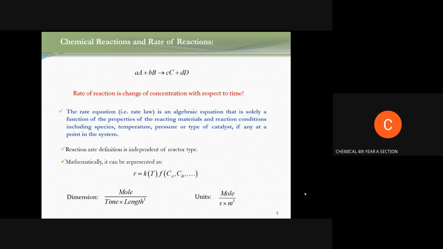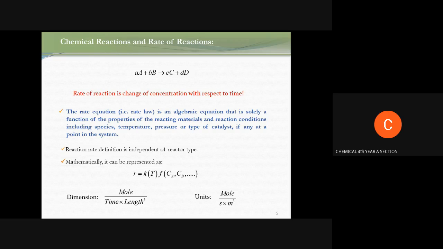You already know about the rate equation. It is an equation which analyzes the properties of the reacting material, reacting conditions, including species, temperature, pressure, or type of catalyst, if any, at a point in the system. This is the proper definition of the rate equation. The previous sentence is the basic step, and the second point, denoted in dark blue, is the definition of the rate equation. Now you can understand the rate reaction terms.